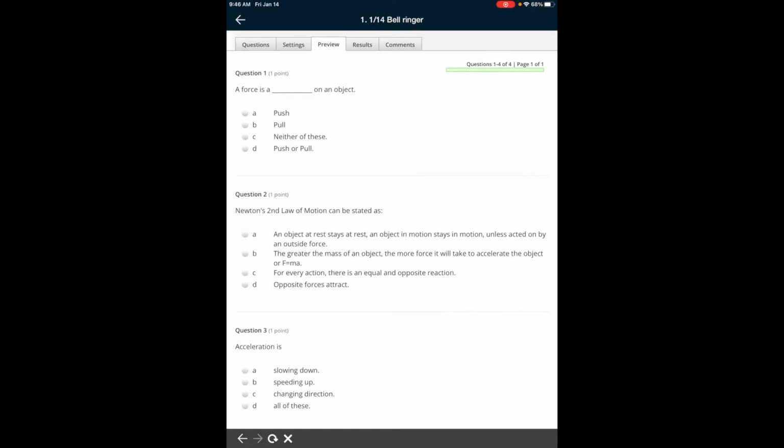A force is a blank on an object. Our options are push, pull, neither, or push or pull. We've learned that a force is a push or pull, so that is the correct answer.